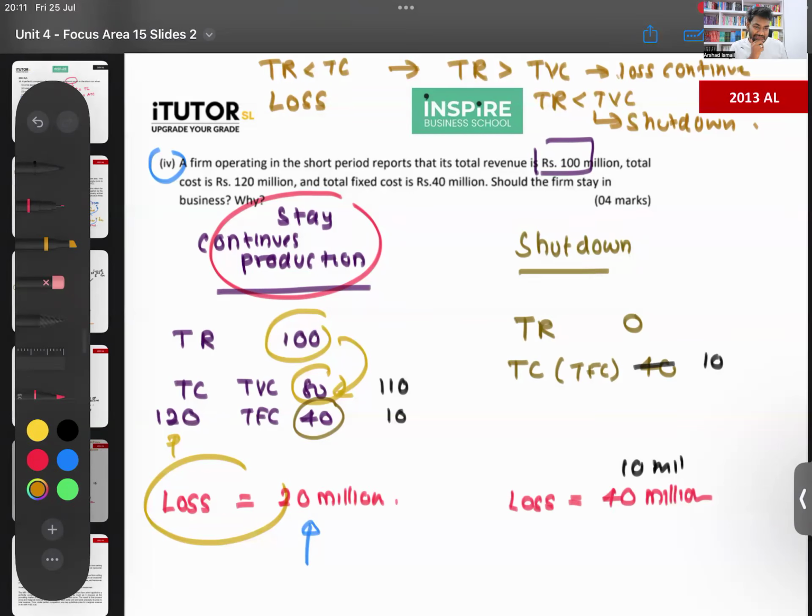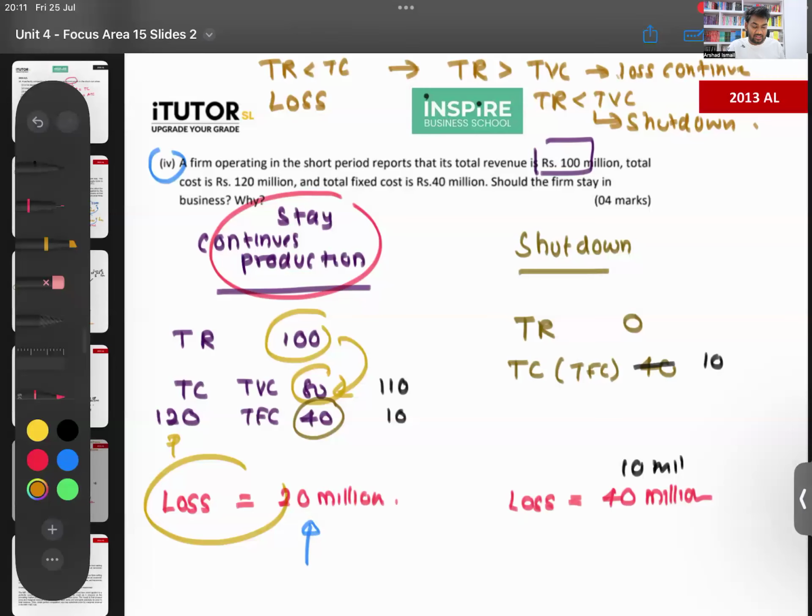Yes, correct. Makes sense. TR is equal to TVC. If the TR is equal to TVC, then shutting down or continuing both mean the same thing, if your revenue and cost are the same. No, fixed cost, we don't consider fixed cost. We look at variable only.